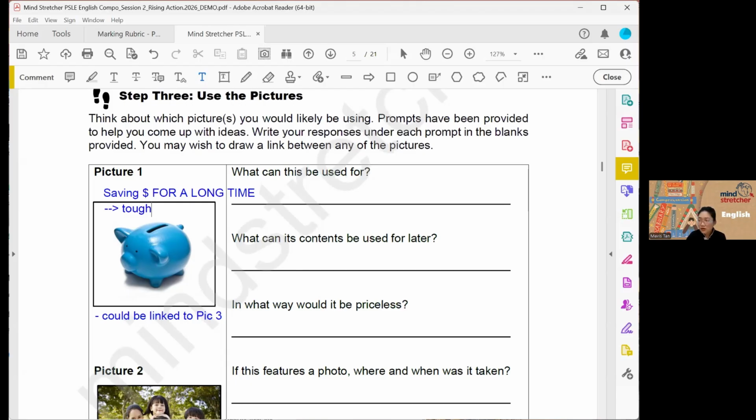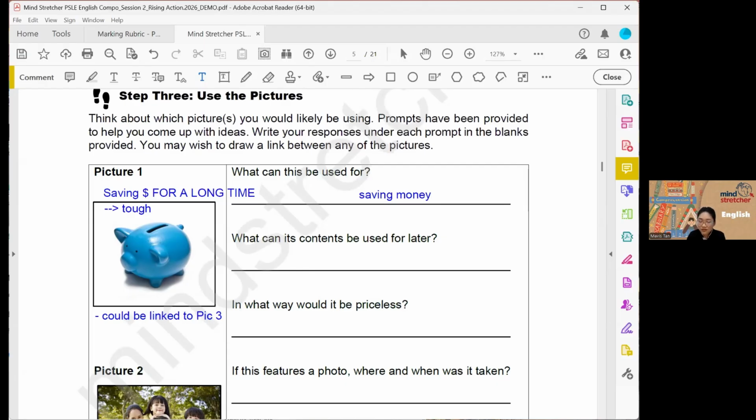Okay. So that could be not to spend money. Yeah. Maybe the piggy bank is a priceless gift. Is that possible? Yes. Can you have a story where the piggy bank is the gift that's priceless? Yes. We didn't tell you what to do with the picture. So it could be the item or it could be the action of saving. Okay, so could this be used for saving money? Of course. Okay, piggy bank is for saving money.